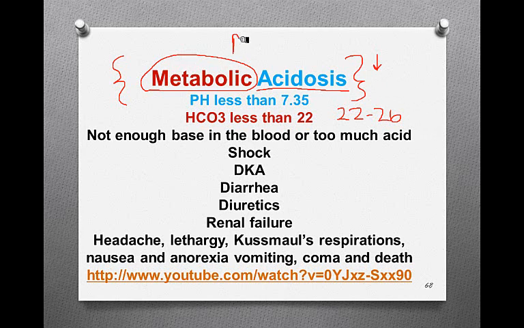And respiratory opposite, metabolic equal. So if pH is low in acidosis, bicarb is also going to be low. There's not enough base in the blood, or there's too much acid. And that could be caused from shock, diabetic ketoacidosis, diuretics, diarrhea, renal failure, and you get headache, lethargy, close respirations, nausea, anorexia, coma, and death.